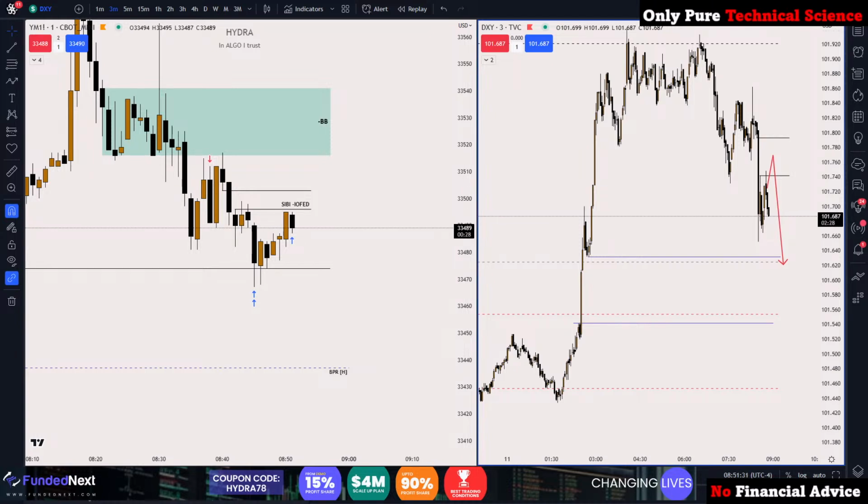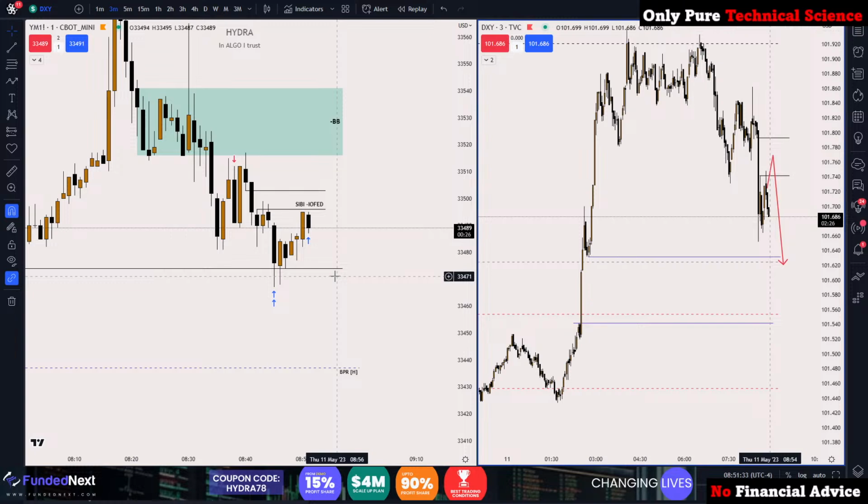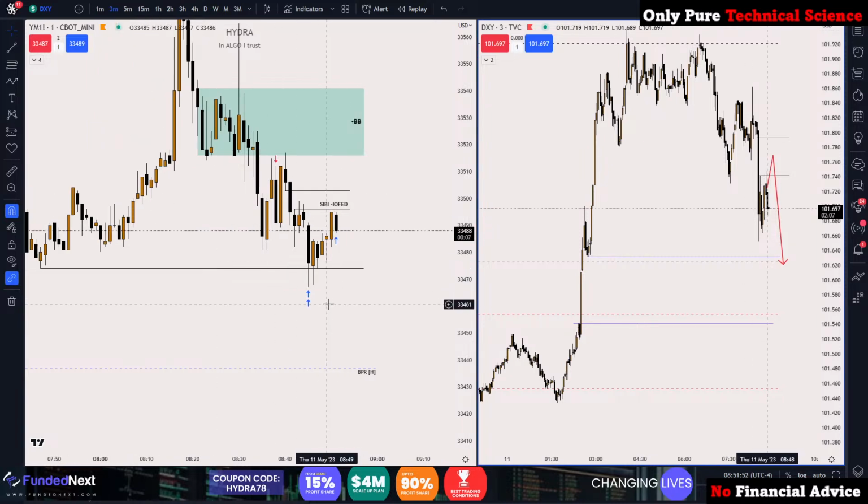So this trade is closed. I got two partials even on my live funds. I took this trade on demo too. I'm using the Funded Next demo account, their challenge. And yeah, this trade beautifully came out, gave us two partials.